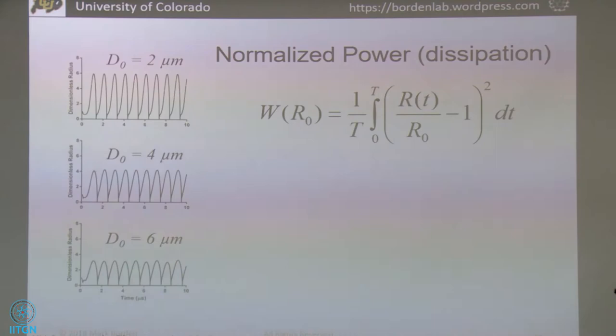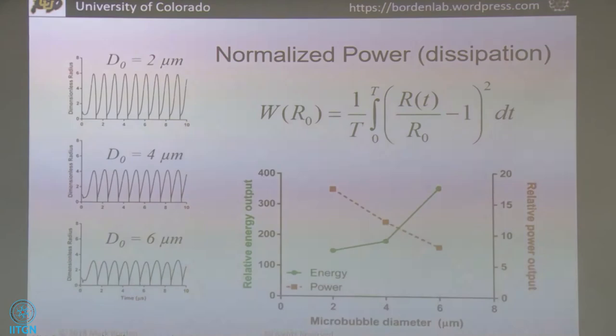You can take these RT curves, radius time curves, and you can get a normalized power of dissipation of the pure viscous forces through this equation. It's an integration of the radius. The normalized radius at each time point minus 1, and that quantity squared, and then you integrate that over time, and then you divide by the total time because you're integrating from 0 to t, so as to integrate out the time. And with power, you can multiply power by time to get energy.